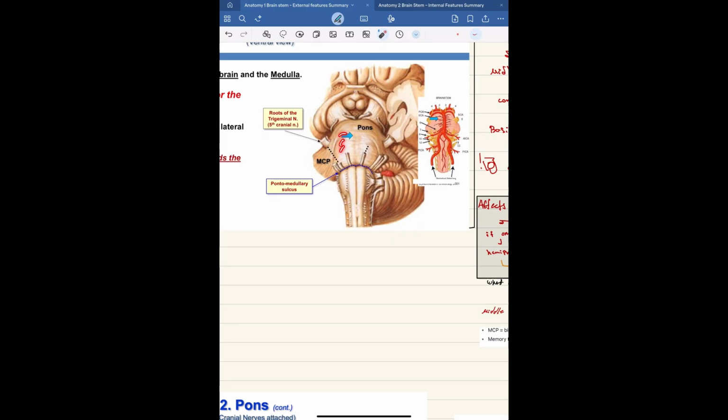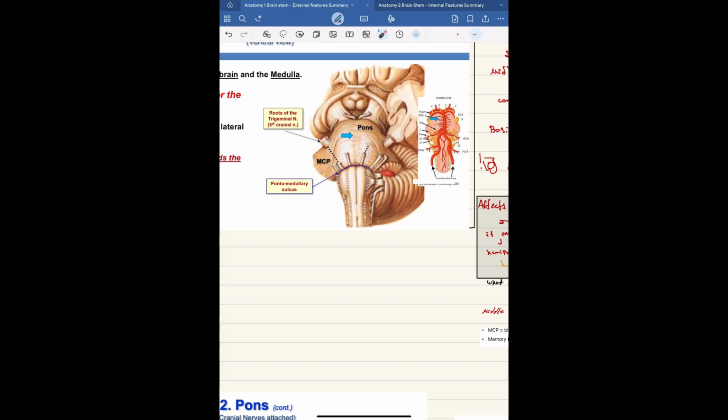When you go laterally, you will see the middle cerebellar peduncle. Okay? That's another structure. If you go further down, you will see a sulcus. How is it named? You have the pons and the medulla, so it will be called the pontomedullary sulcus.